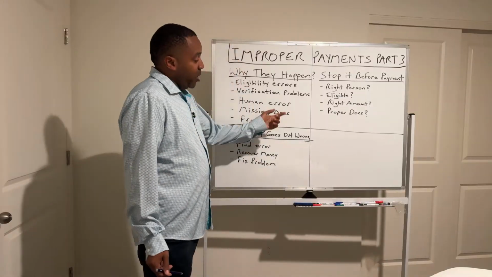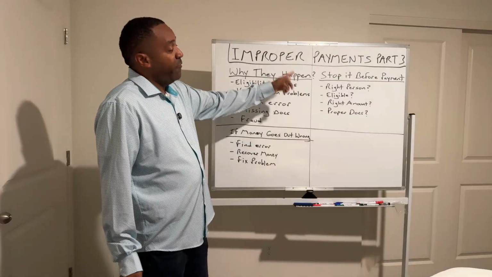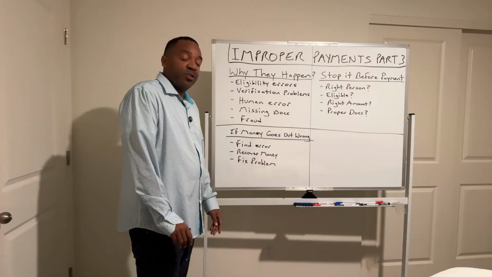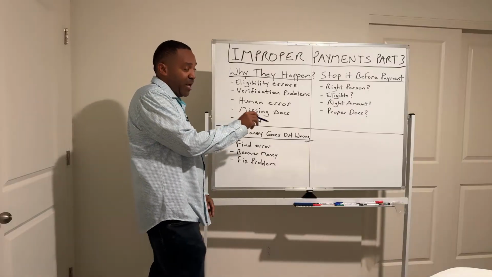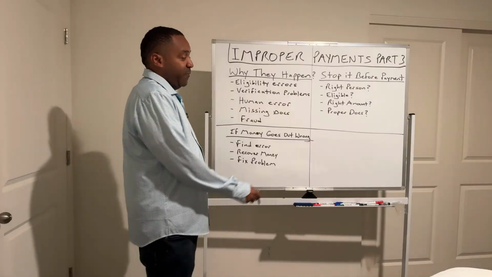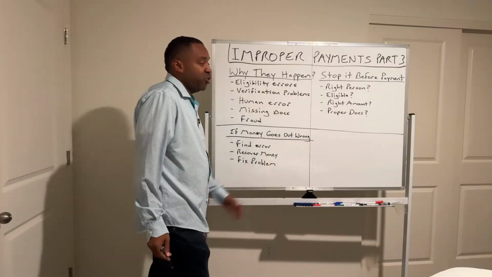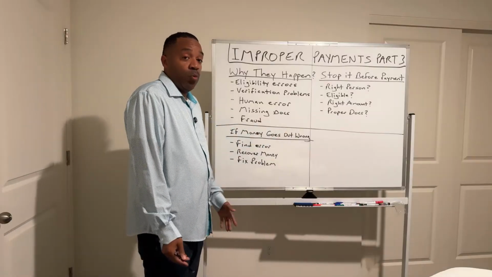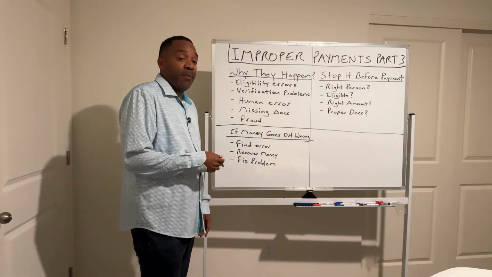And we just talked about proper documentation. Before the payment goes out, the documentation has to support the payment. It absolutely has to, and it has to be in the file. If there's no proper documentation, then there's no payment. The payment will just simply be delayed or it won't go out. That will stop an improper payment.